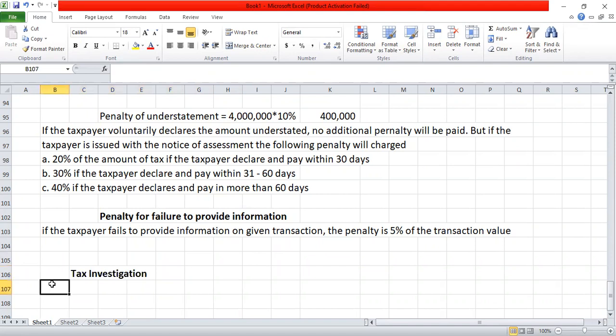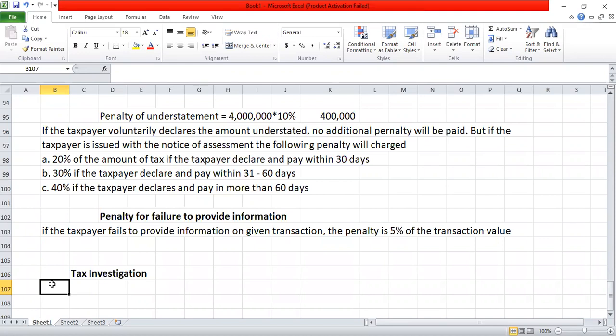Now, tax investigation is still about assessing the taxpayers' records, but the purpose is a bit different. The purpose of a tax investigation is to verify the accuracy of information, to verify if the information about the taxpayer is accurate or not accurate. So we do an investigation if you have got certain information about the taxpayer. Then you investigate to find out if that information is correct or not correct. That is a tax investigation.